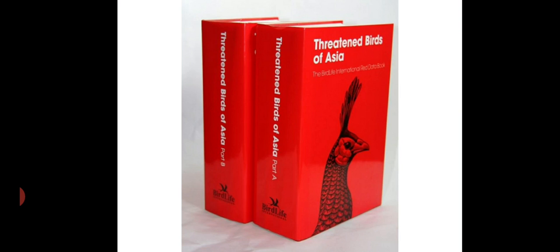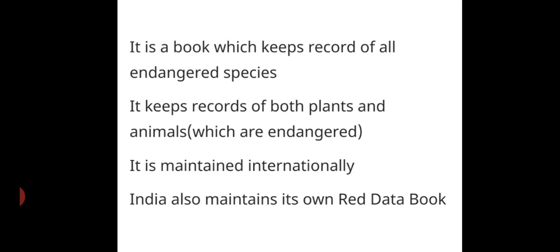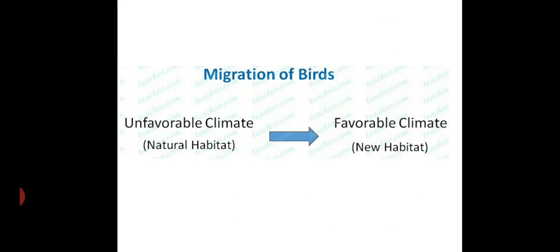Now here you can see a picture of a book. Can you guess what it is? See students, it is a Red Data Book. What is a Red Data Book? It is a book which keeps a record of all endangered species. It keeps a record of both plants and animals which are endangered. It is maintained internationally, but India also maintains its own Red Data Book.